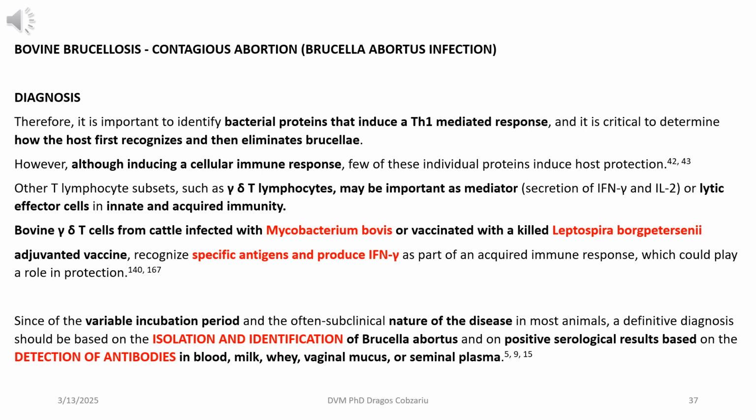However, although inducing a cellular immune response, few of these individual proteins induce host protection. Other T lymphocyte subsets, such as gamma-delta T lymphocytes, may be important as mediators, through secretion of IFN gamma and IL-2, or as lytic effector cells in innate and acquired immunity.